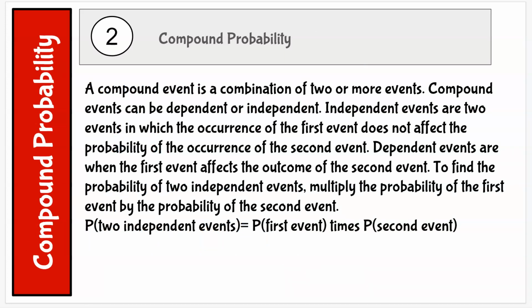Our last thing today we're going to look at is compound probability. So a compound event is a combination of 2 or more events. Compound events can be dependent on each other, or they can be independent. Independent events are 2 events in which the occurrence of the first event does not affect the probability of the occurrence of the second, whereas dependent events are affected by the first event on the outcome of the second event. So to find the probability of 2 independent events, we're just going to multiply their probabilities together.